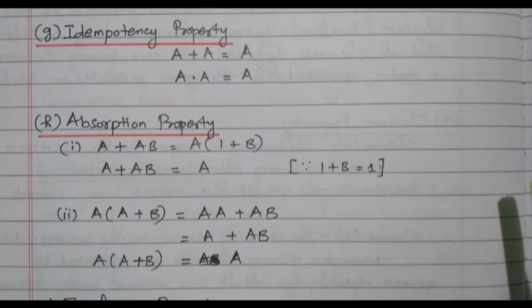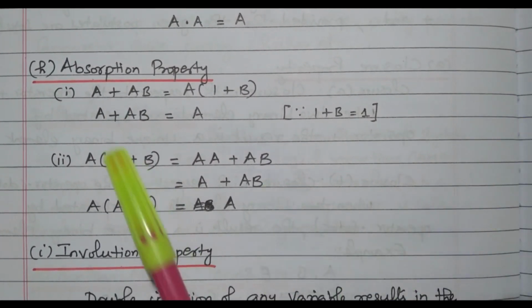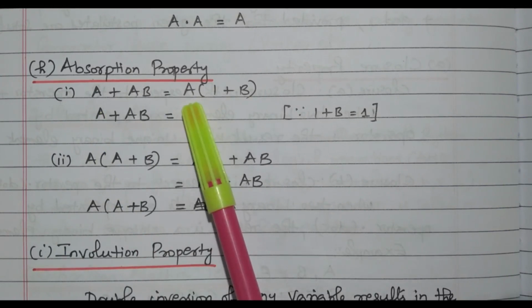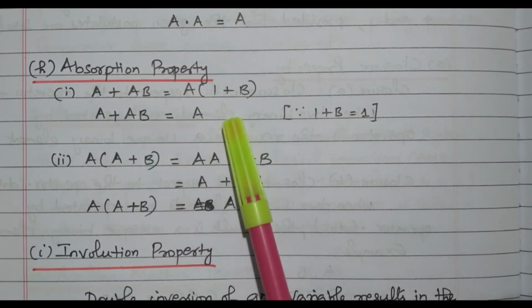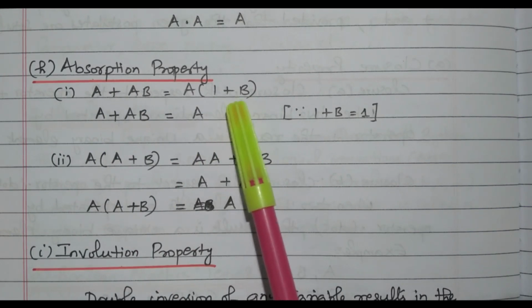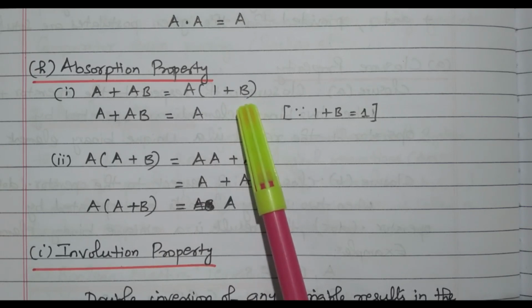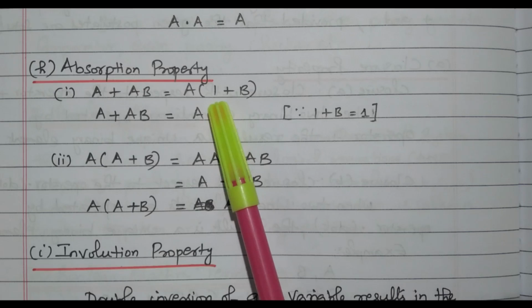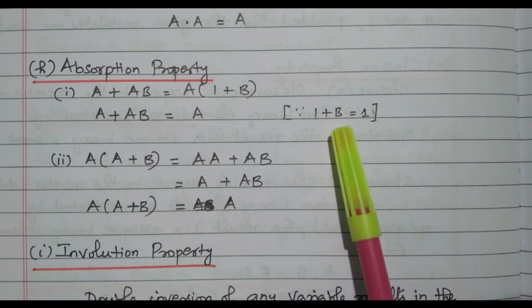This is one of the important properties in Boolean algebra. A plus AB equal to, you take A outside, so it becomes A into 1 plus B. What is 1 plus B? 1 is the constant, B is the variable. So with a 1, if we add any variable, it will give only 1, because B may be 1 or 0.